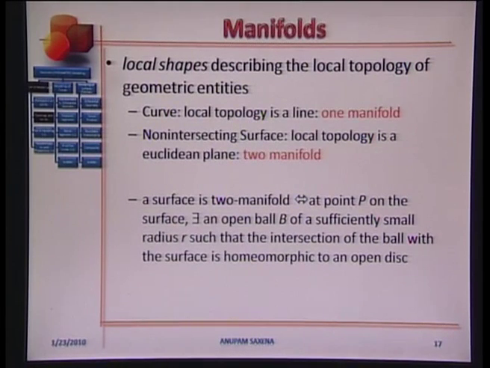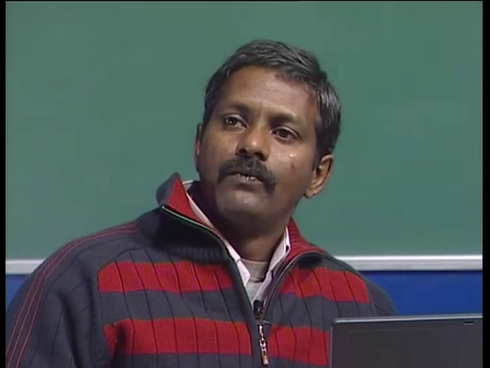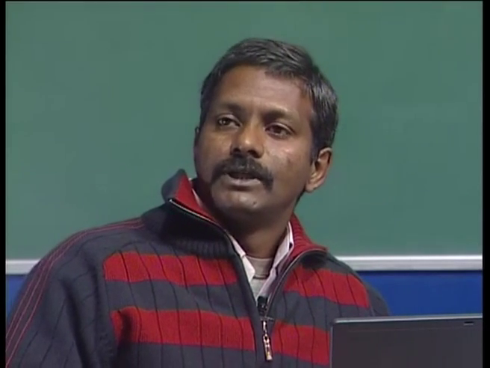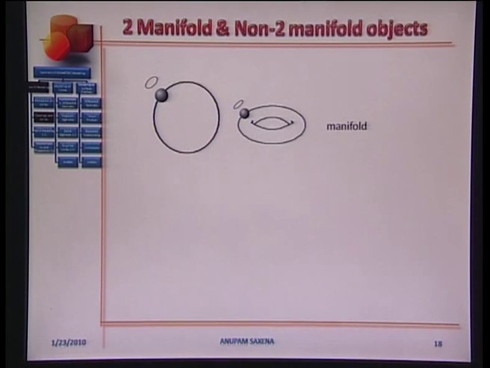So if you remember what an open ball is, it's a collection of all the points within the ball and not on the surface of it. Consider a sphere, for example. Take an open ball, intersect it with the surface of the sphere, and the result of that intersection would be an open disk. Likewise, again, take an open ball, intersect it with a toroidal surface, and that intersection result will be an open disk. They are therefore two-manifold or manifold solids in short.